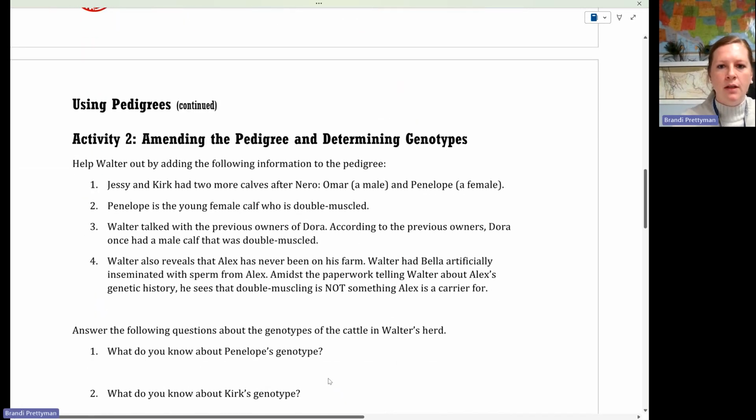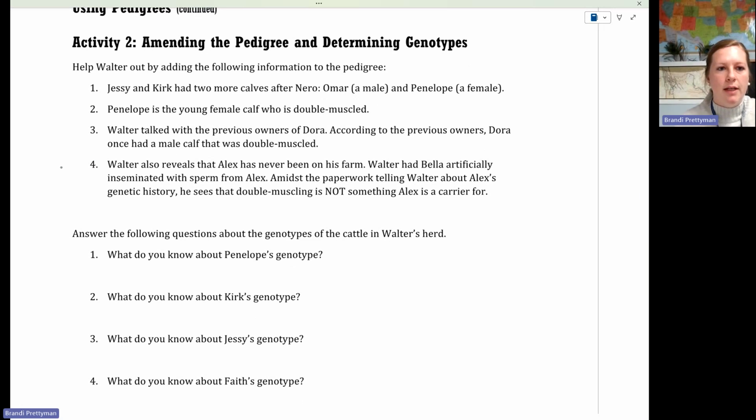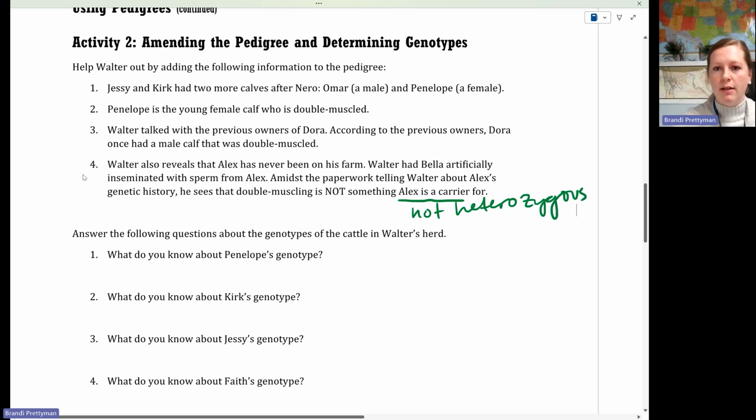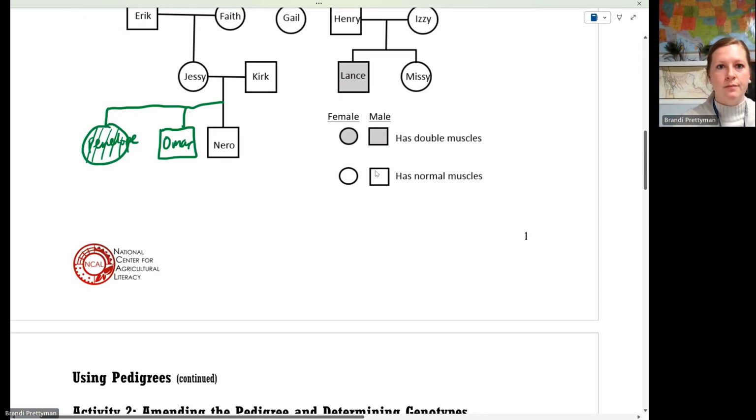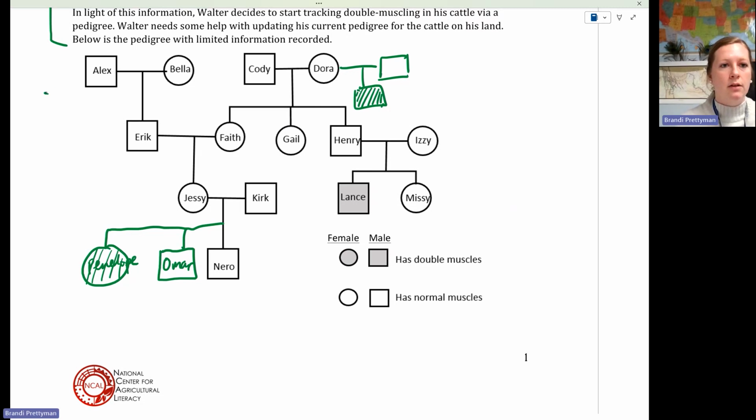Let's go back. Walter also reveals that Alex has never been on his farm. Walter had Bella artificially inseminated with sperm from Alex. Amidst the paperwork telling Walter about Alex's genetic history, he sees that double muscling is not something that Alex is a carrier for. So Alex is not heterozygous. So that will help us determine his genotype. Let's go back and look at our pedigree. Let's find Alex. Okay, Alex is right here.